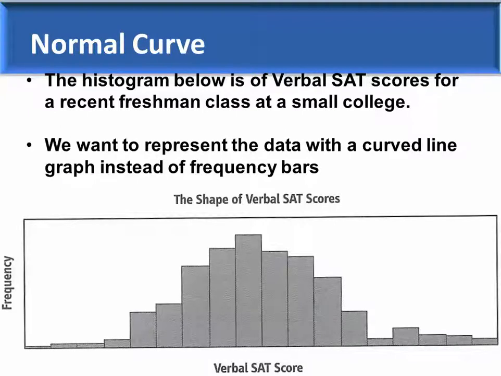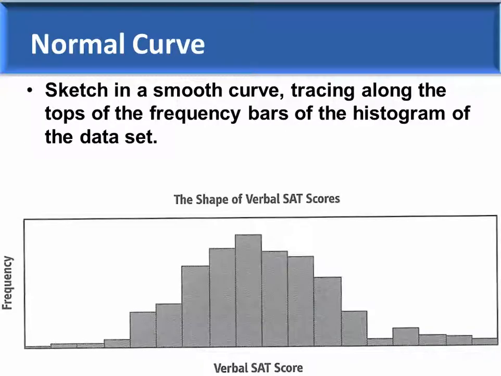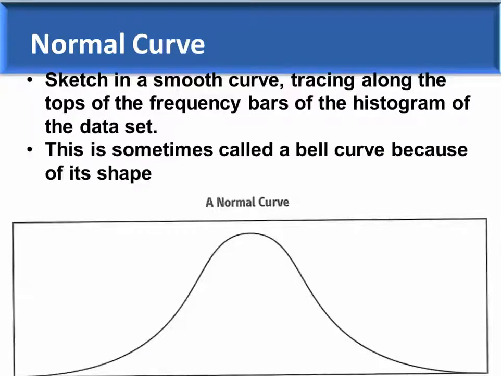So instead of representing the data now with these frequency bars, we're going to draw in a curved line to represent the data distribution. We start by sketching in a smooth curve, tracing along the tops of the frequency bars. And we end up with something that we call a normal curve. This is sometimes called a bell curve because of its shape.